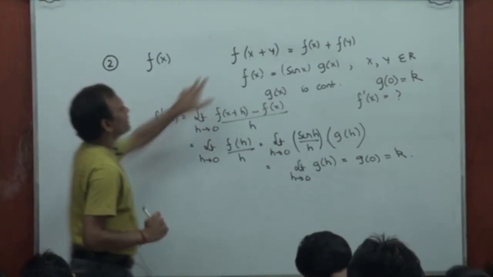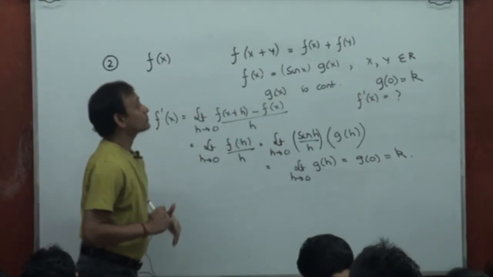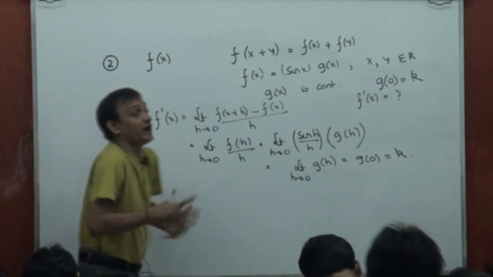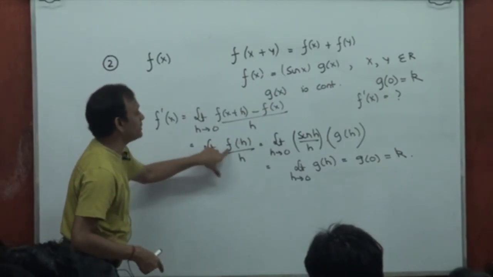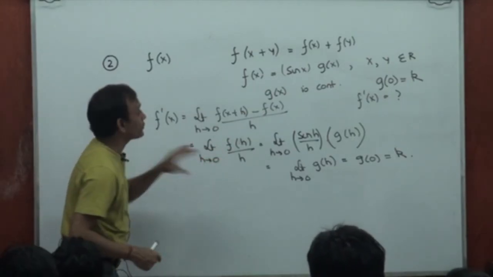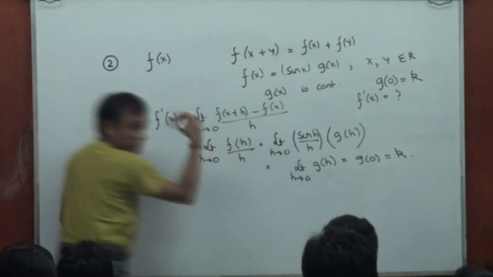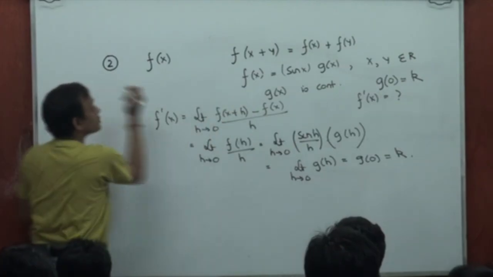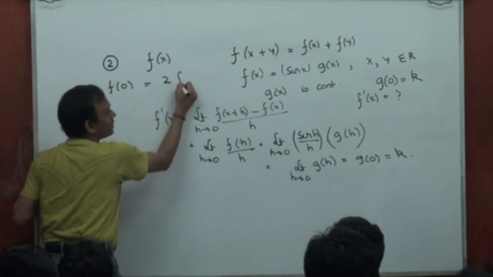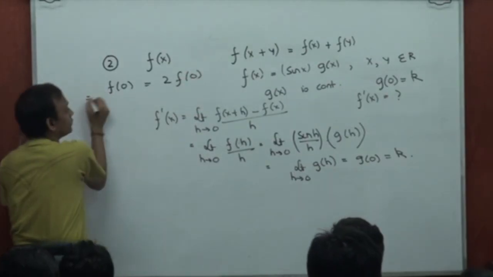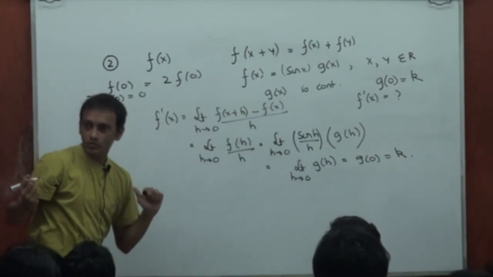Now one thing: if a function is given in this form, you could actually arrive at the form of the function. For example, f dash h turns out to be limit f(h) by h, h tends to 0, right? Now, if you put x equal to y equal to 0 in this, because it's true for all x, y, then you get f(0) is 2f(0), leading to f(0) equal to 0.